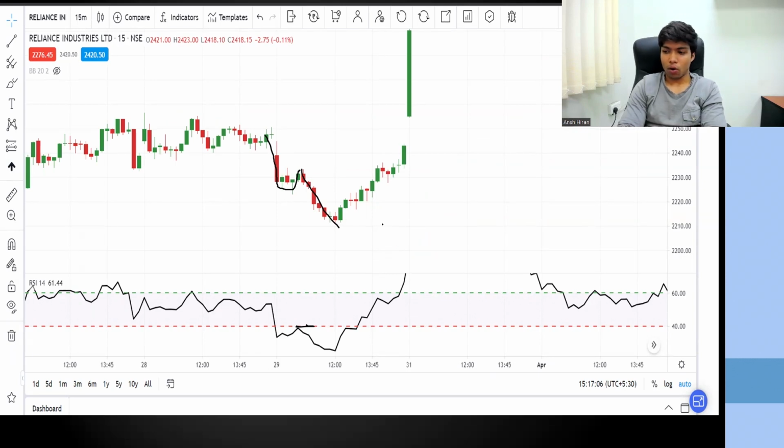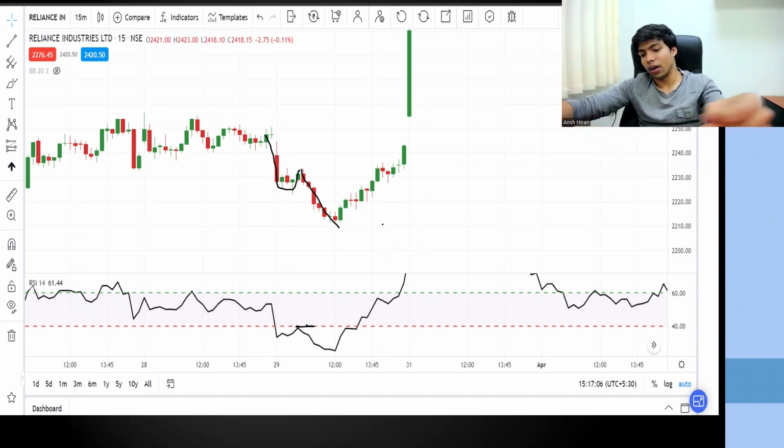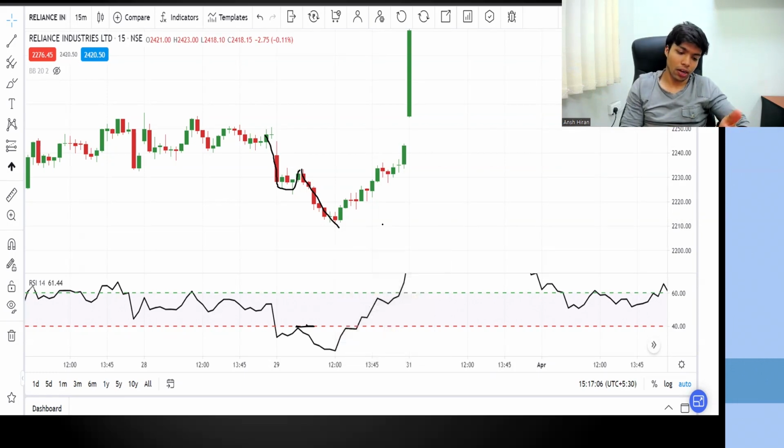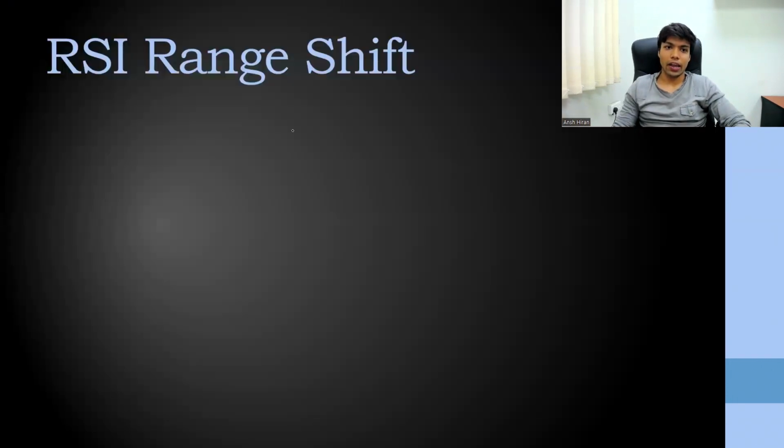Now, let's talk about another concept today of the same RSI. Now you might be wondering, how much RSI? But as I said, you will understand each and every tool, which is the best tool, which you know the most about. So you will learn a great deal about RSI in today's session. So the next concept of RSI is something called range shift. It's very easy. Don't worry.